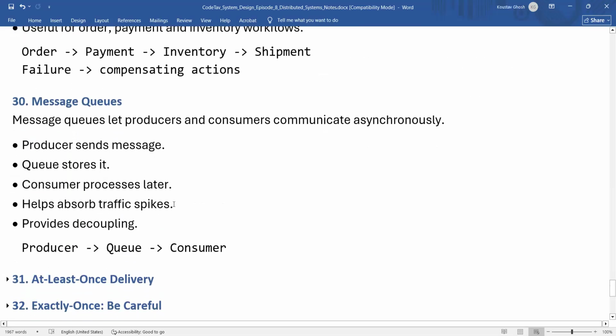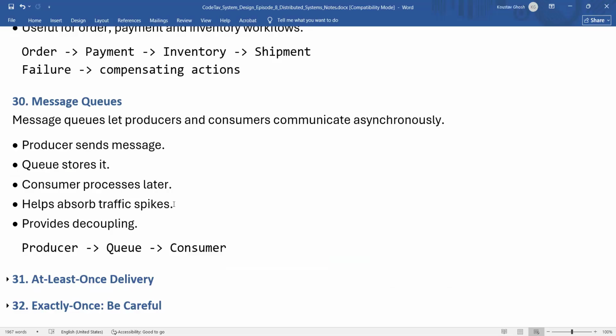Next is message queues. Message queues allow the services to communicate asynchronously. Suppose the order service is there, then with some queue, the communication will happen to the notification service. So the order service does not have to wait for the notification service to finish. It can put a message into the queue. The notification service can process it later.